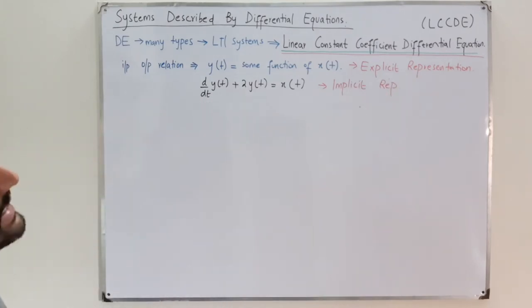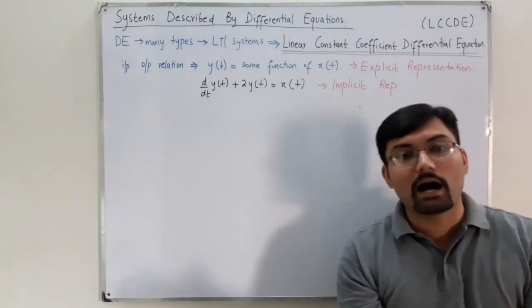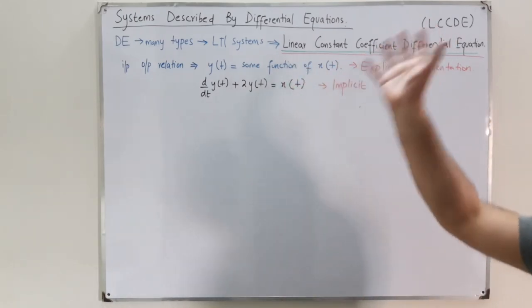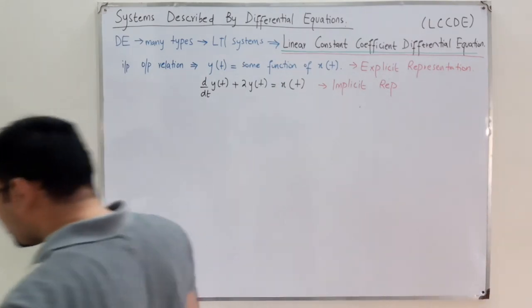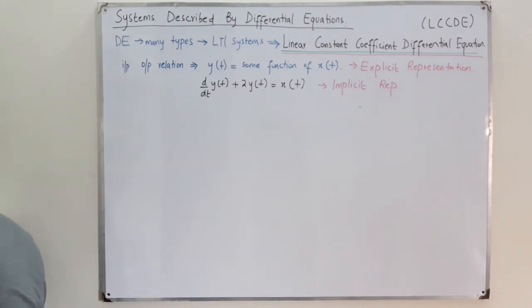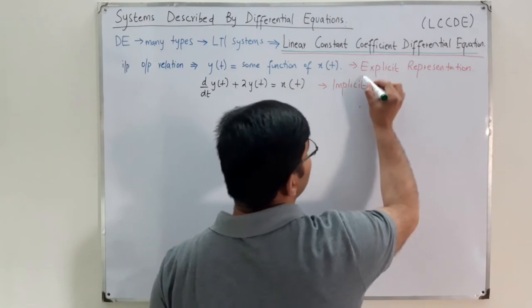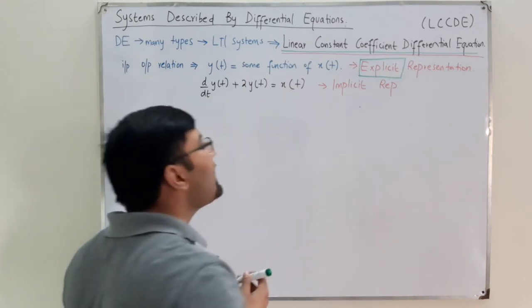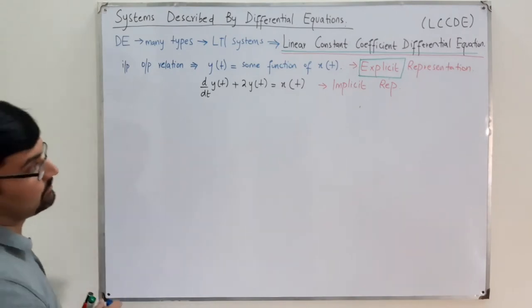Is that okay? In an implicit representation you do not have a direct relation. You cannot say directly how the input is related to the output by looking at the equation. As we saw in the equations previously, those were explicit representations, but this is not the case. We are generally interested in the explicit representation to have a clear view and more detailed knowledge of the system, to have it easy. So what do we do in that case? We solve the differential equation.